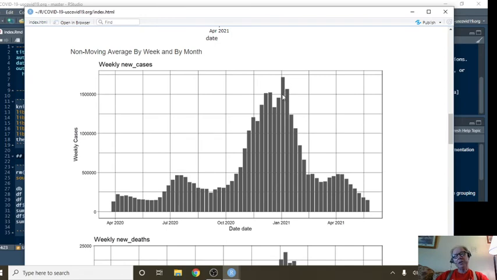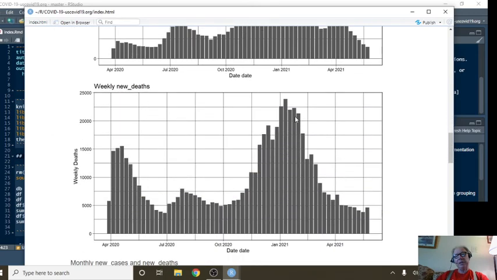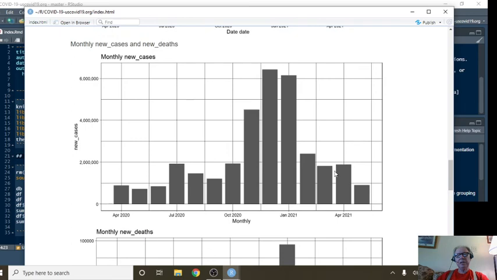But the good news is you can see that the cases have been declining since all the way back in January. Yes, there was a slight speed bump there, but now it's been declining for 1, 2, 3, 4, 5, 6 weeks in a row now. Cases have declined. Look at this nice long declining pattern in deaths.